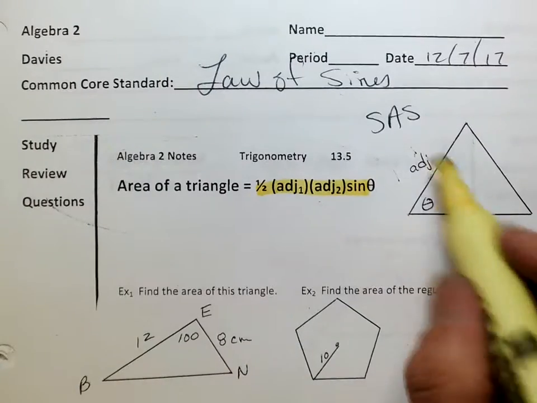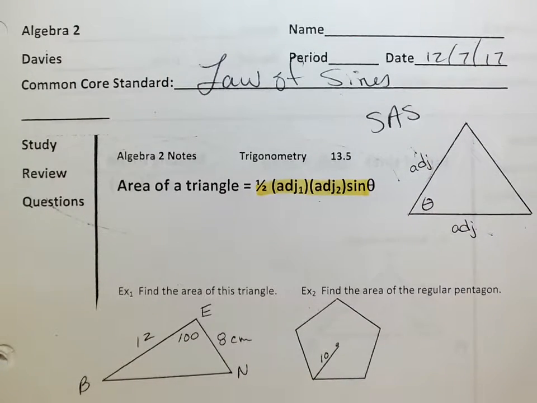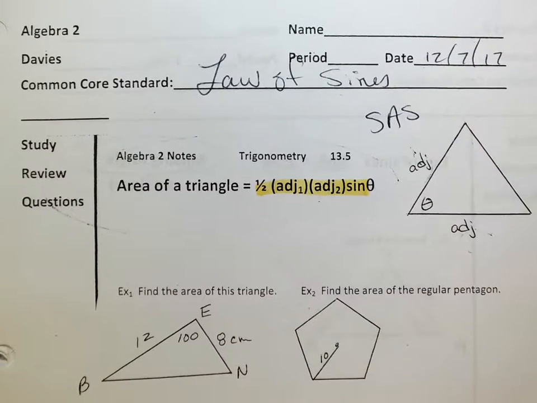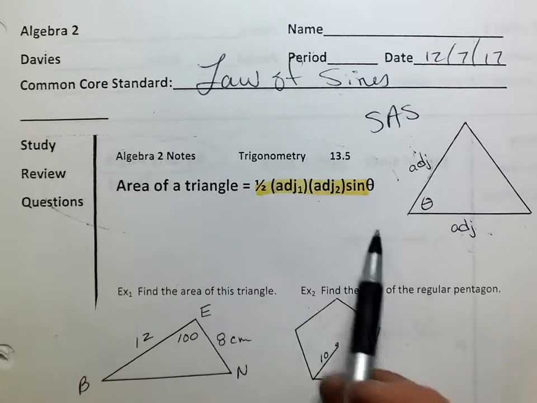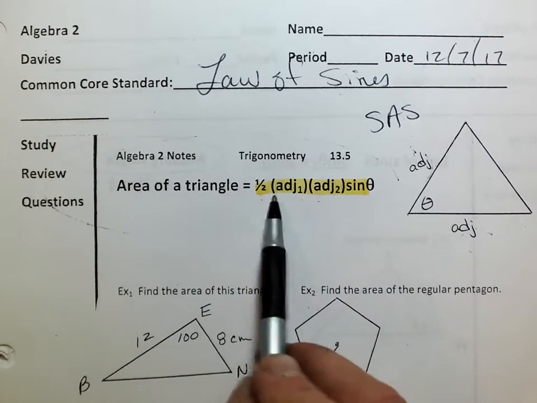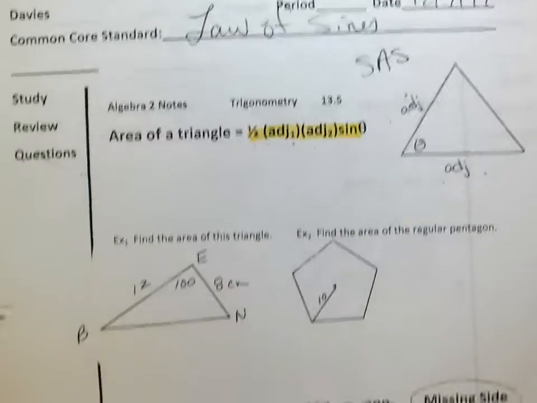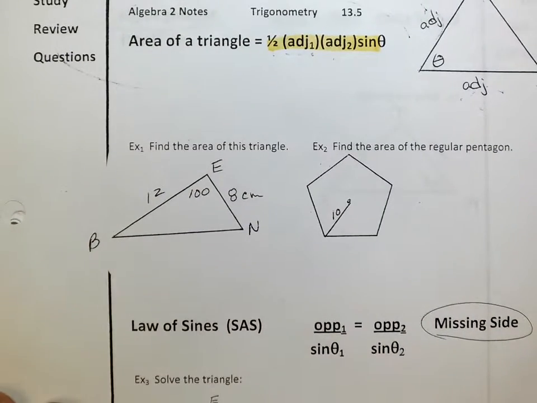It does not matter which one you call adjacent 1, adjacent 2, because you're just multiplying. So this or this could be the first adjacent. Does not matter. So to find the area, you're just going to go 1/2 this side times the other side times the sine of the angle, right? So let's take a look at example 1. We're going to set it up.